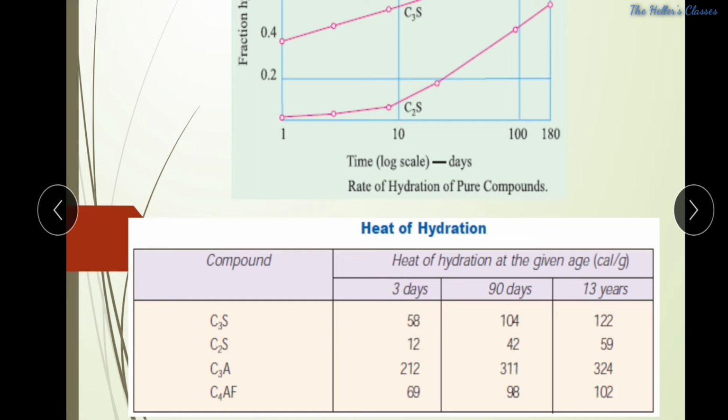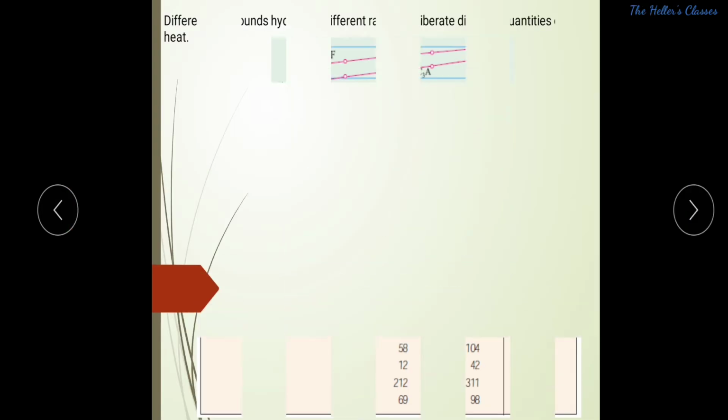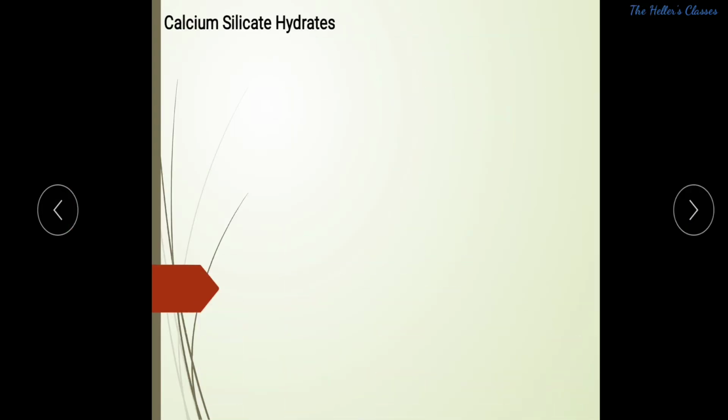If we observe here, the heat of hydration with respect to age for tricalcium silicate, dicalcium silicate, tricalcium aluminate and tetracalcium aluminoferrite, these are the different stages of heat of hydration in calories per gram at 3 days, 90 days, and 13 years. So this is how the heat is released from these compounds.